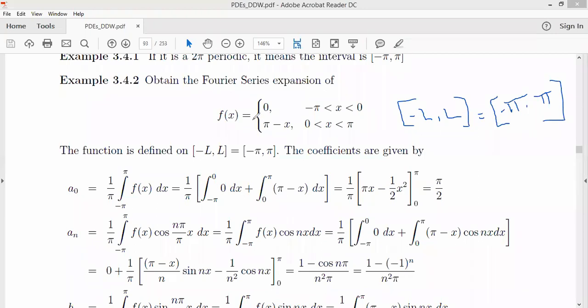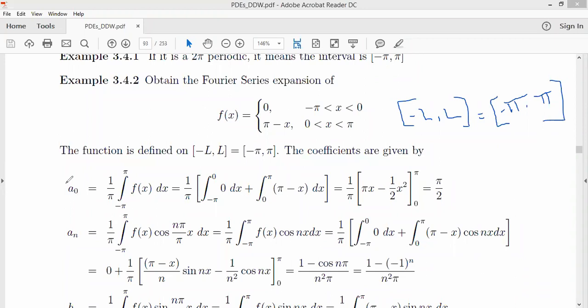Our function f(x) is piecewise. From minus pi to 0, it is 0, so that part of the integral can easily disappear. We remain with this part here, which is positive, that is pi minus x, from 0 to pi. So that is basically it. We already know L, we just have to substitute directly. Remember, we already have the notation, so where there is L, you substitute pi.